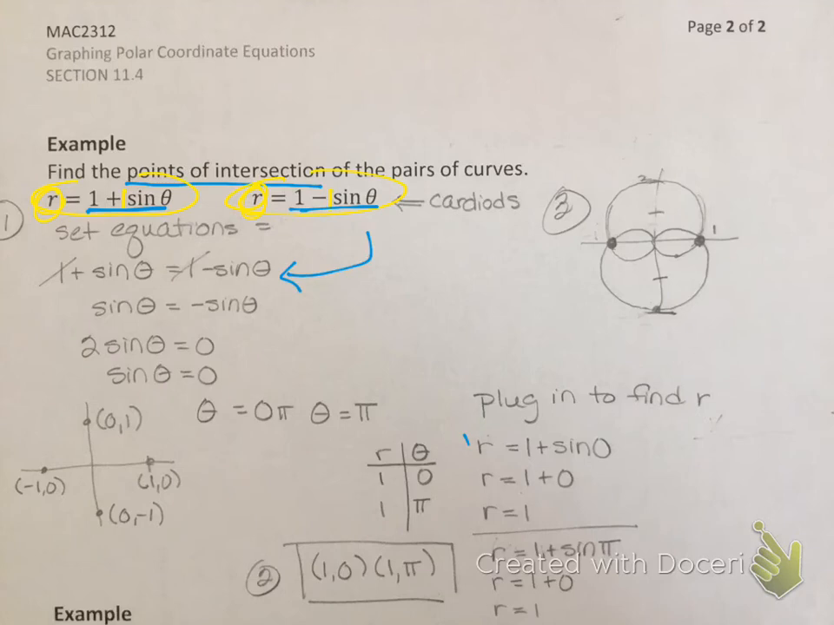Subtracting 1 from both sides of the equation gives you sine theta equals negative sine theta. Adding a sine theta to both sides gives you 2 sine theta. Dividing both sides by 2 gives you this equation. Hopefully you are aware that within one rotation, within 2 pi, because that's all we're talking about on our graph, the arc sine of 0 is 0 radians or pi radians.